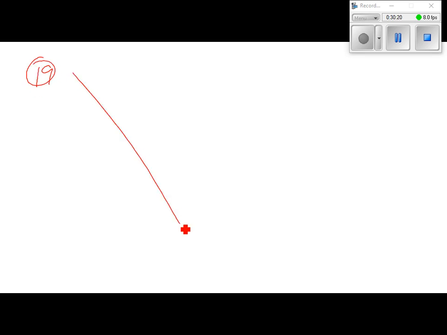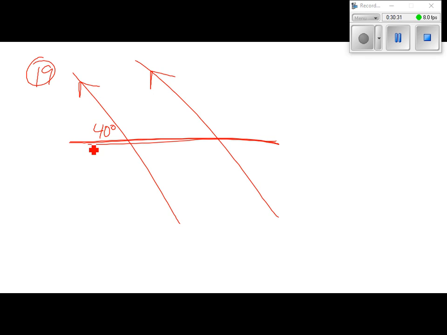Number 19, they give us a picture, it looks like this. They tell us this angle is 40 degrees. They tell us that these two lines are parallel. This is our transversal. You should be able to find all the rest of these angles. We went over this in class. I'm going to give you some of them. You can find the others.